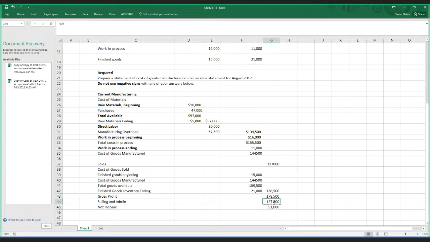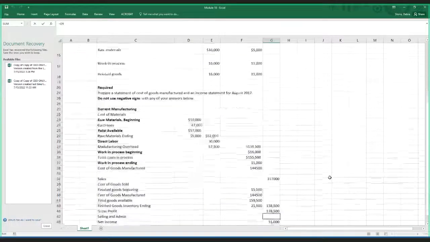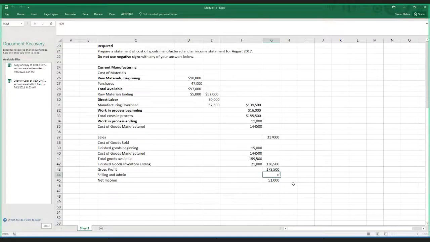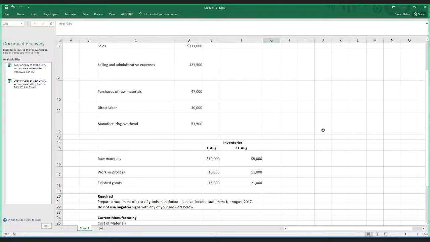And then we're going to subtract selling and admin, which they gave us up above, and we will get, voila, the net income. This is a very important thing to know. It's pretty simple, but you need to go through it to kind of understand it. I hope this helps. I really do.